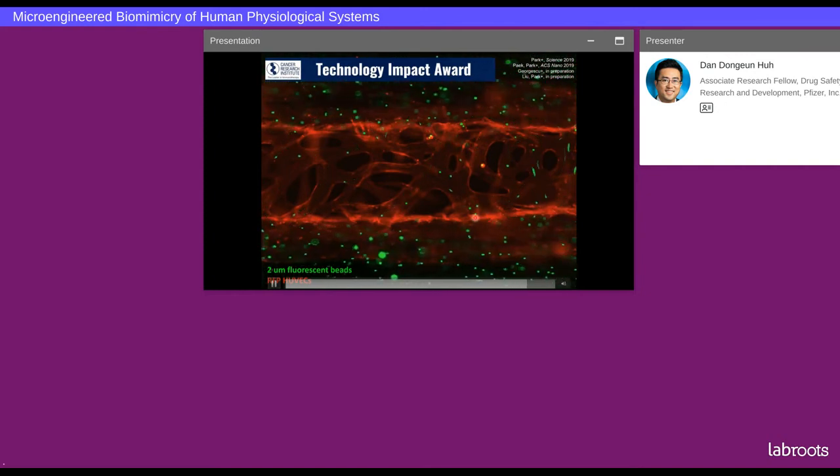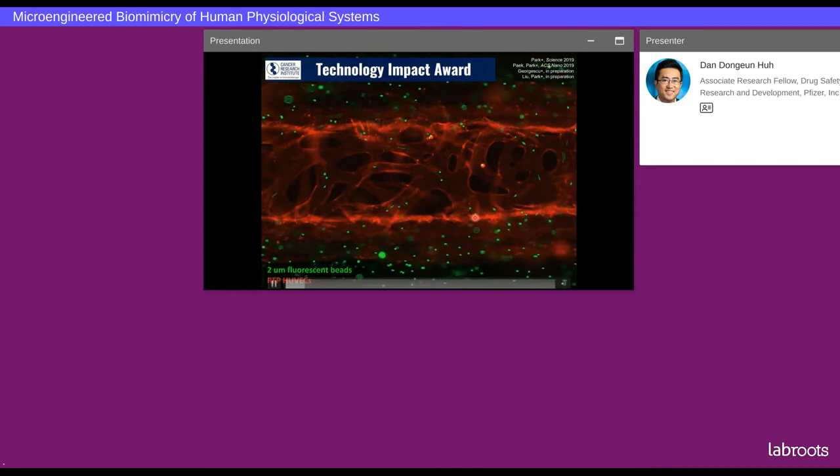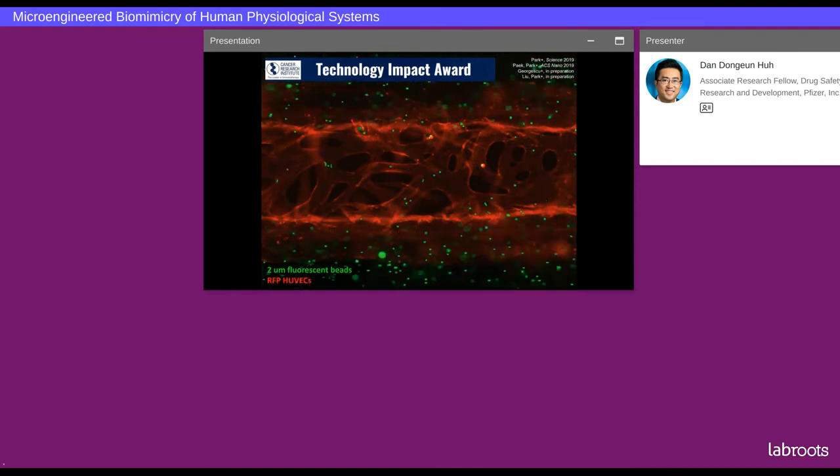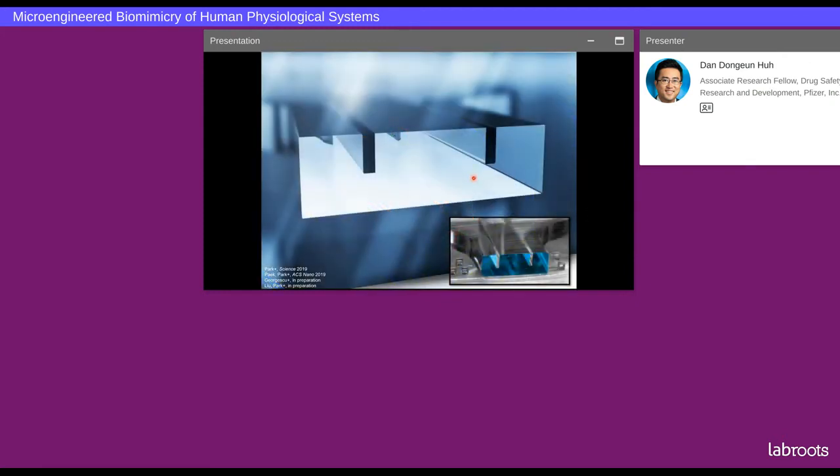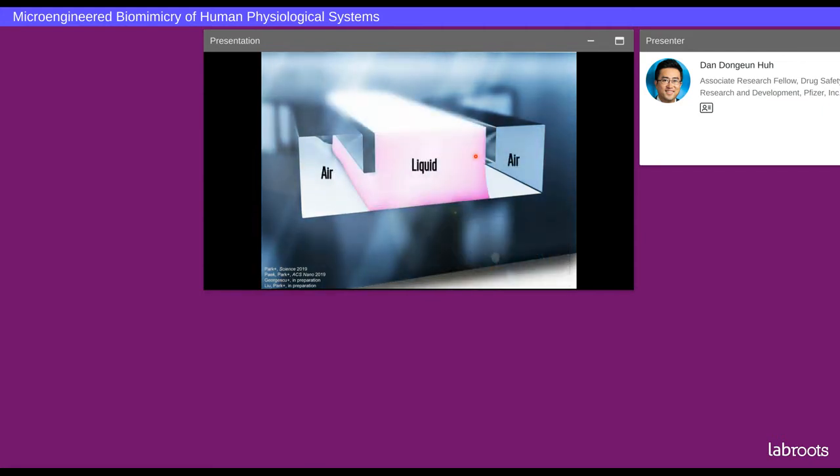In this project, one of the first things we had to do was to engineer perfusible human blood vessels. And this is the device that we use to do that. And this is a cutaway view of the device. What's interesting here is that there are these two barriers protruding from the ceiling of the channel. We use these barriers to trap liquid in the middle lane of this device.